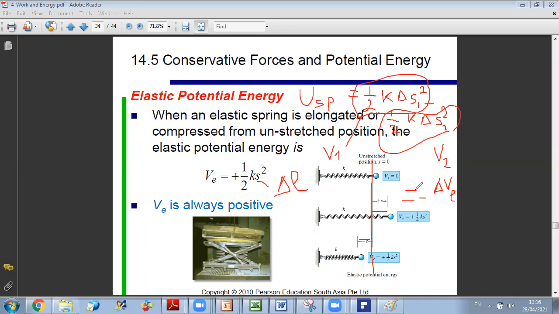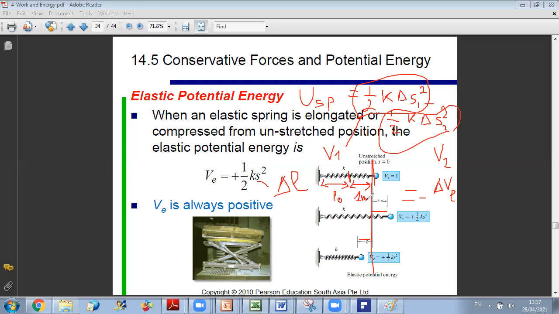Okay, for example, if they tell us here that the unstretched position, let's say this unstretched position is L0, and we are counting S, let's say, from this position here. So here, for example, let's say 1 meter to S.